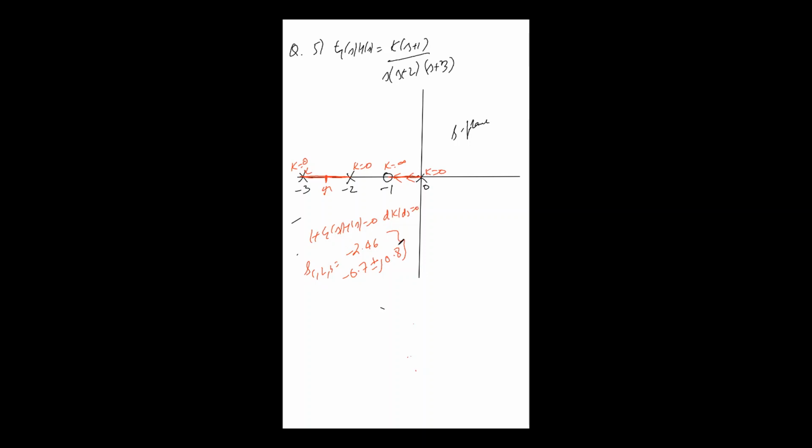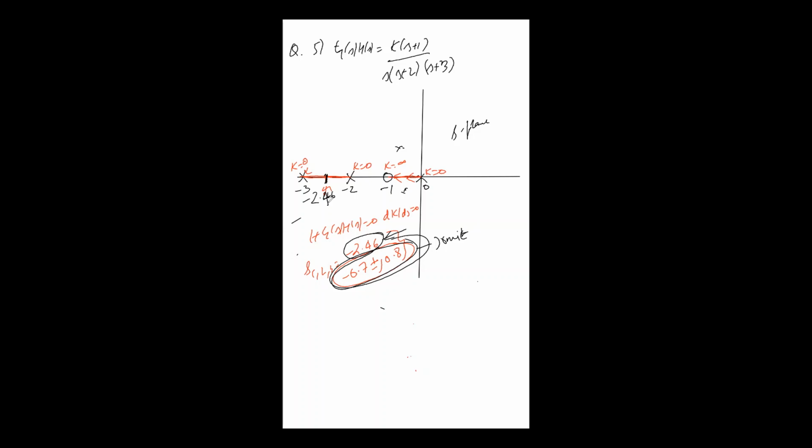So if you analyze these roots, this root is lying here, right? Which is not part of my root locus. So we will omit these roots and we will consider minus 2.46 as the breakaway point, because this is the point which will lie between minus 2 and minus 3. This point is not lying on my root locus, so we will omit it and consider minus 2.46.